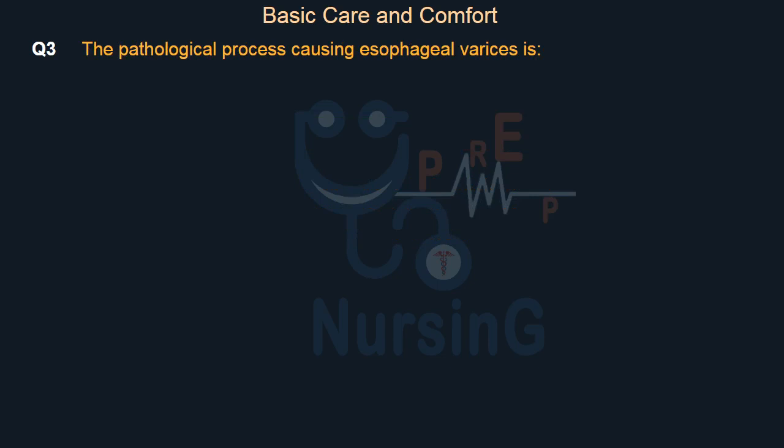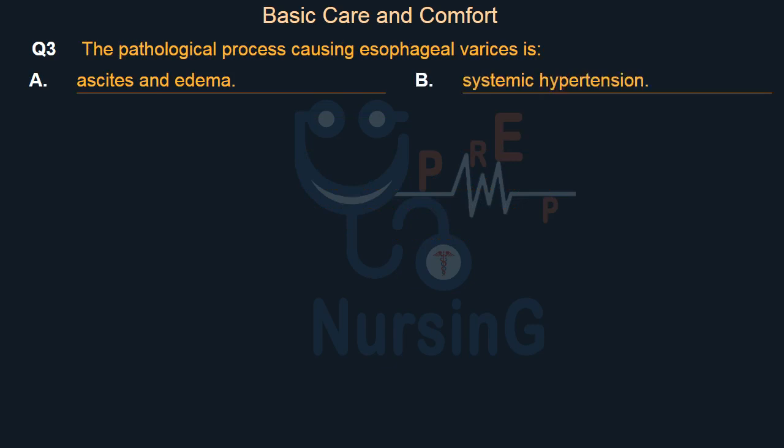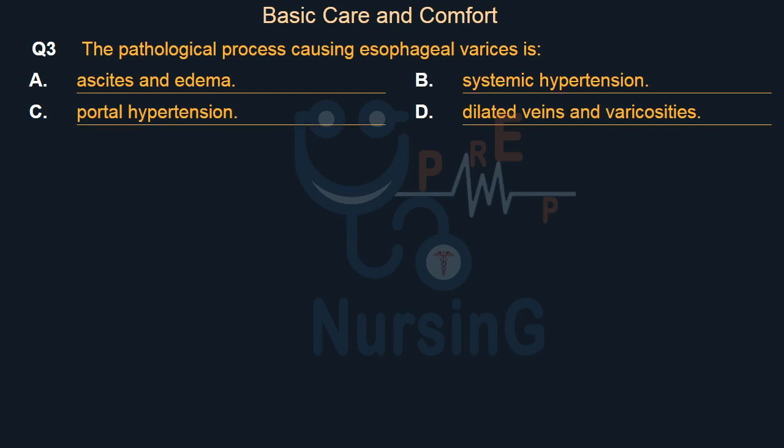The pathological process causing esophageal varices is: Option A. Ascites and edema. Option B. Systemic hypertension. Option C. Portal hypertension. Option D. Dilated veins and varicosities. Right answer is Option C. Portal hypertension.